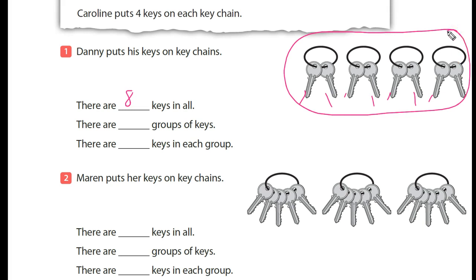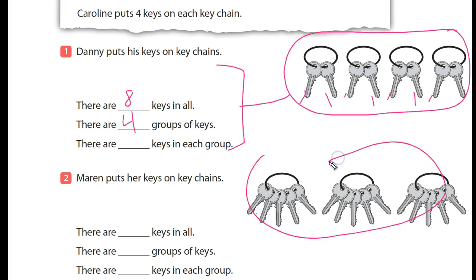So how many groups are there? Julian? How many groups? Yeah, 4. Just wait for everybody to participate. 4 groups. Okay. This group of keychains goes with these problems right here. This group of keychains goes with this problem down here. Okay. So how many keys are in each group? 2. That's all he wanted for you to do.